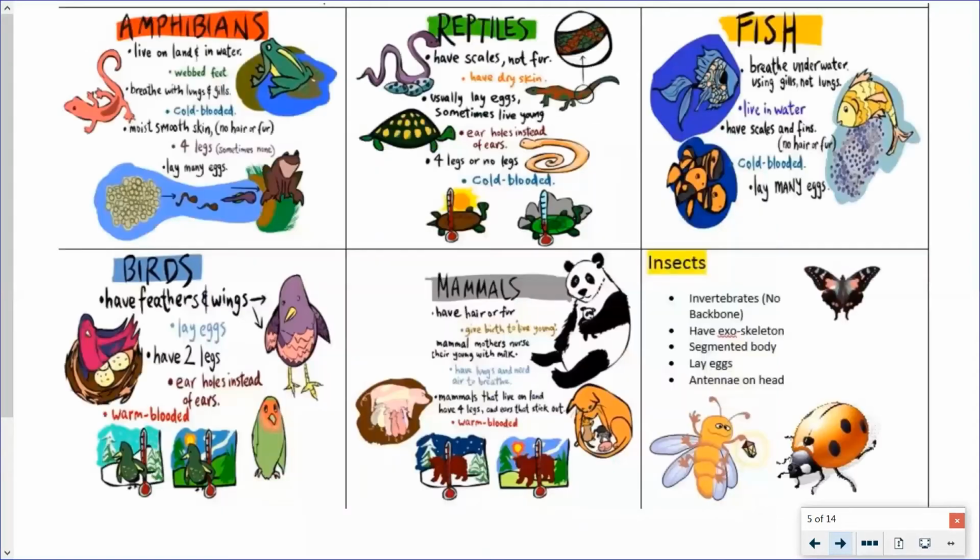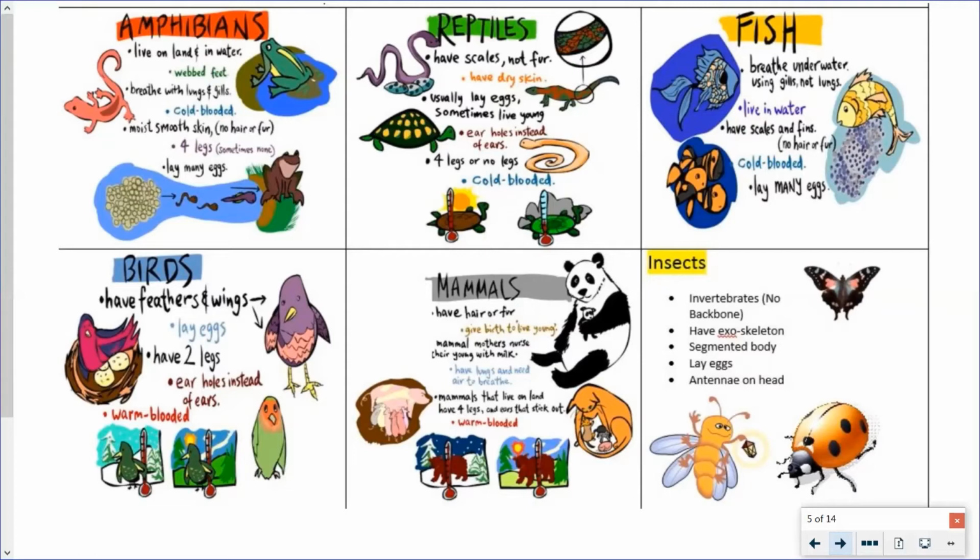Fantastic. Now, scientists also classify animals into amphibians, reptiles, fish, birds, mammals, and insects. Can you remember and can you name an animal that is a reptile? Fantastic, a snake is a reptile. What about an amphibian? Can you name an amphibian? Good job. A frog or a tadpole is an amphibian. Fantastic. What about mammals? Can you name an animal that is a mammal? A dolphin is a mammal.